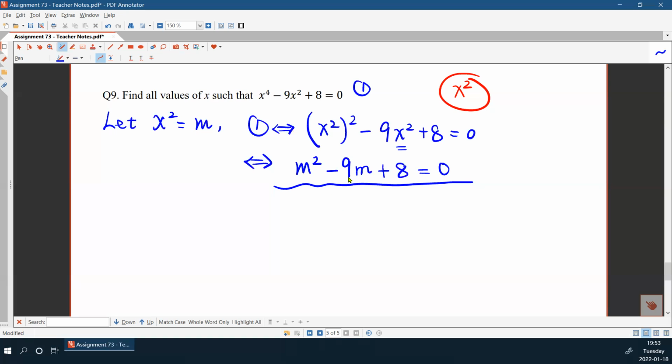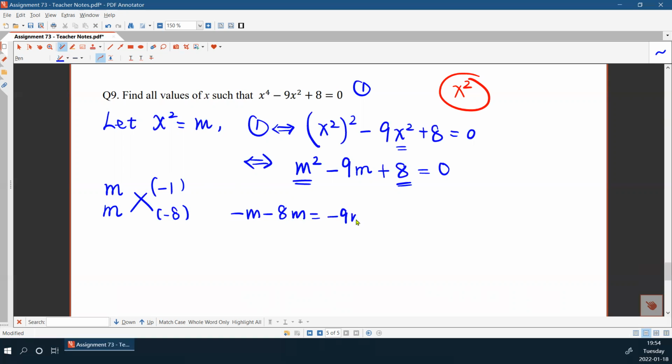Okay, so the easiest way to solve this equation, to solve m here, is to use cross multiplication, because you can see here 8 can be factored to -1 times -8, right? Then -1 plus -8 will give you -9 here. Okay, so let's try cross multiplication. The first term m squared can be factored to m and m. Then the last term 8 can be factored to -1 times -8, right? And then by cross multiplication, we'll have -9, then -8m, which will give us -9m, which is exactly the same as the term in the middle, right?